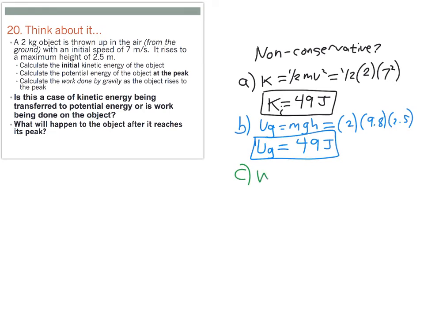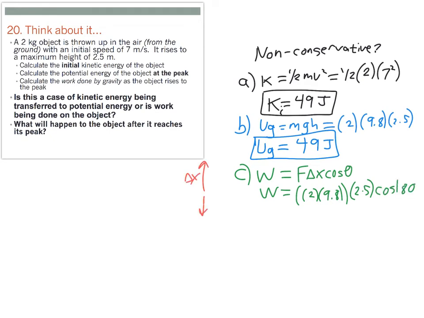Lastly, let's think for a second about the work done by that gravitational force as the object rises to its peak. Okay, so work is given by F delta x cosine theta. We know that the force here is the force of gravity, so mg. Our displacement is 2.5 as it rises, and that theta is going to be 180 degrees because its displacement is going up while that force of gravity is going down, so the angle between them is 180 degrees. And we go ahead and calculate the work done in this situation and find that that work done is going to be equal to negative 49 joules. So that's our work done by gravity.